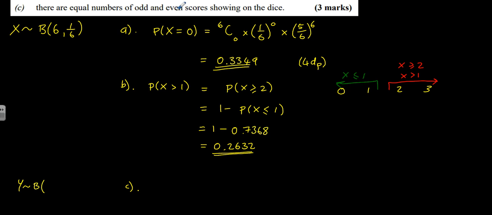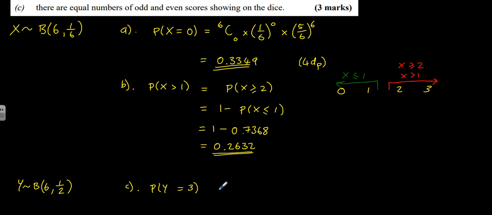Now you have to think as odd or even as it's either even or it's not even. Okay? Success being even, failure being not even. So we still have our 6 trials because there are 6 dice being thrown. But this time the probability of success is 1/2 because in the numbers between 1 and 6, 1/2 of them are even and 1/2 of them are not even. So we have 6 trials, probability of success is 1/2. And if we're saying that there are equal numbers of odd and even, then that's saying that what's the probability that y is equal to 3.